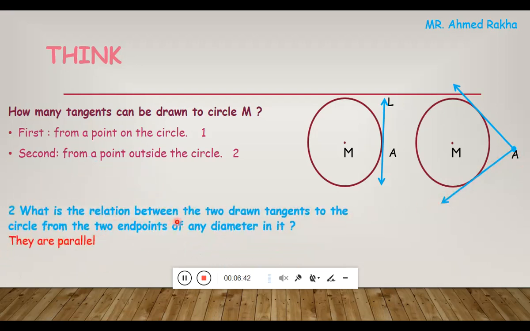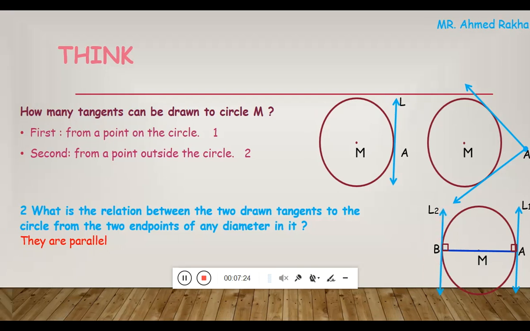What is the relation between the two drawn tangents to the circle from the two endpoints of any diameter on it? If we have a circle and a diameter AB, and you have a tangent, that means it's perpendicular to the diameter, and you have a straight line L2 also a tangent and also perpendicular to the diameter. Now what is the relation between L1 and L2? They are parallel. The straight line L1 is parallel to the straight line L2.